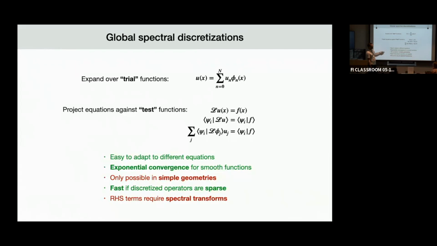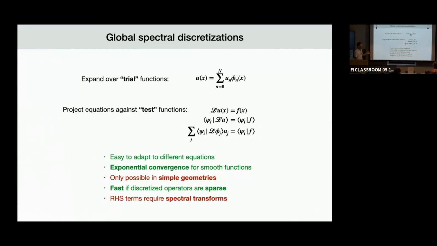If we project against n different trial functions, test functions, then we'll get a square matrix that's this L acting on our trial functions projected against our test functions. And now this is like the discrete spectral form of this operator. And it's just a matrix that we can solve to get the solution coefficients.